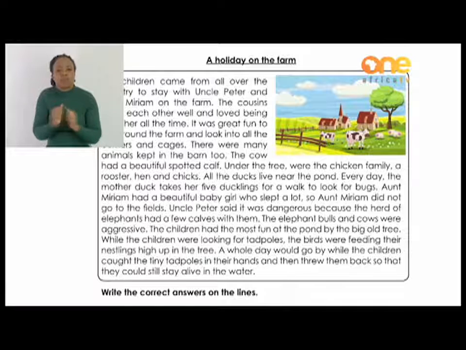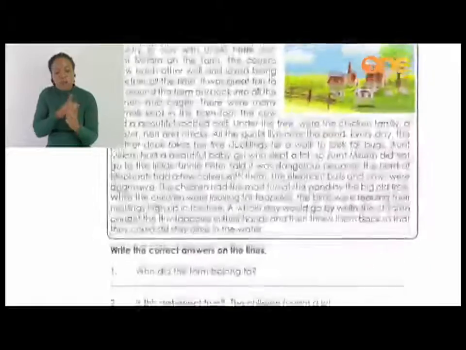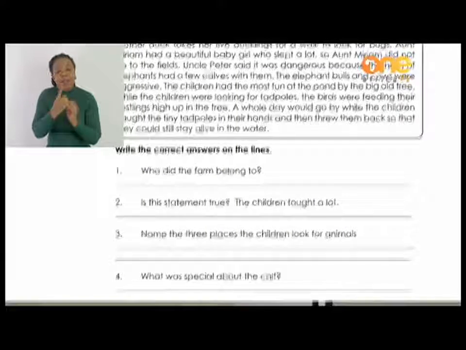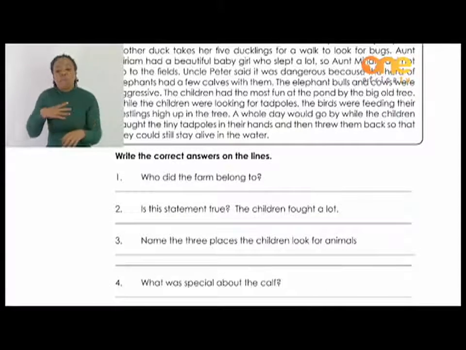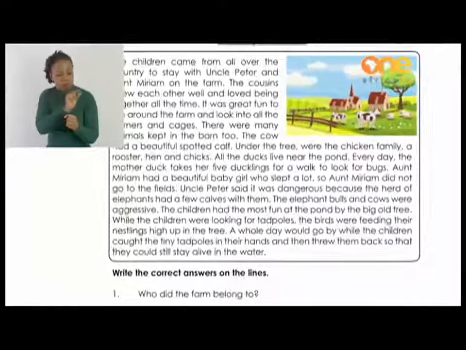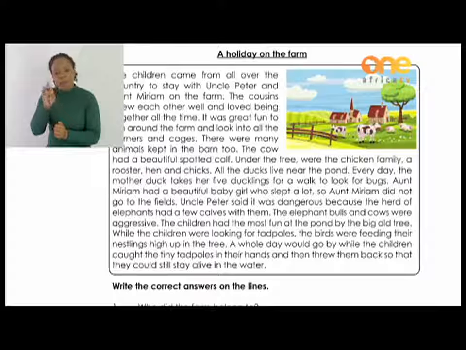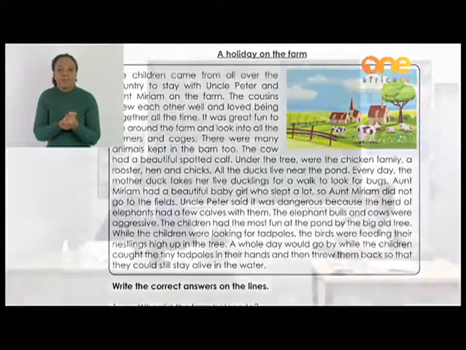That is our comprehension, boys and girls. So your task is to read the questions again and go back to the comprehension. For example, number 1 is saying, who did the farm belong to? I will go back to my first lines, where it says the children came from all over the country to stay with Uncle Peter and Aunt Miriam. So that's how you look for the answers. Thank you so very much, boys and girls.